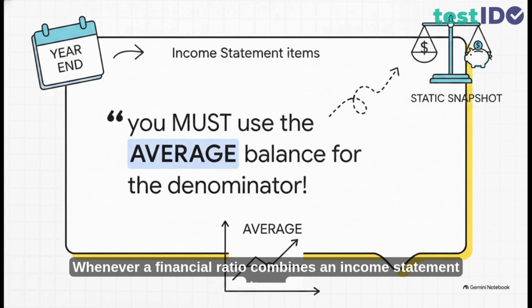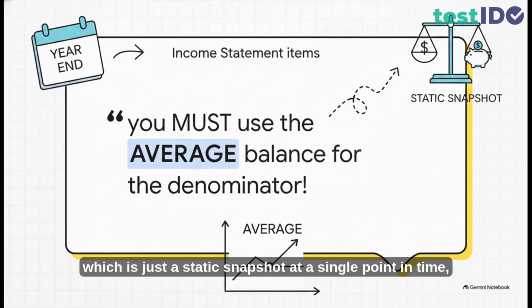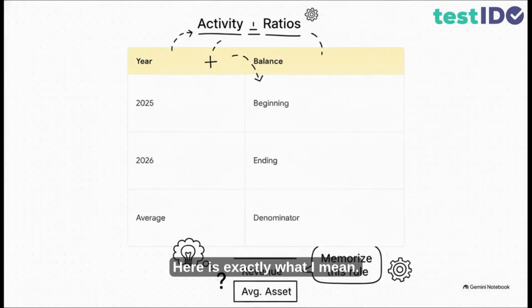Whenever a financial ratio combines an income statement item, which covers an entire period of time, like a full year, with a balance sheet item, which is just a static snapshot at a single point in time, you absolutely must use the average balance for the denominator. Here is exactly what I mean.